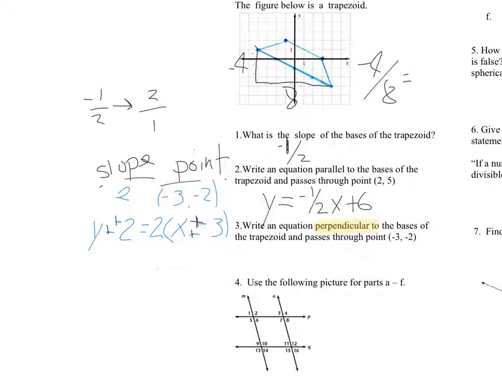I didn't make them pluses at all, did I? And then again, 2 steps. Same idea. Distribute and then cancel that 2. So you're going to get y plus 2 equals 2x plus 6. Second step, subtract the 2. y equals 2x plus 4. And that's your answer for that one.